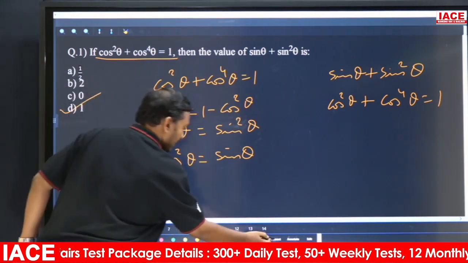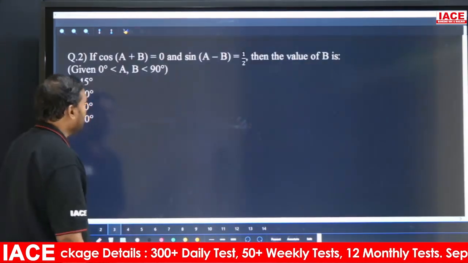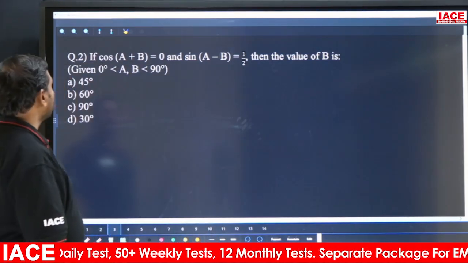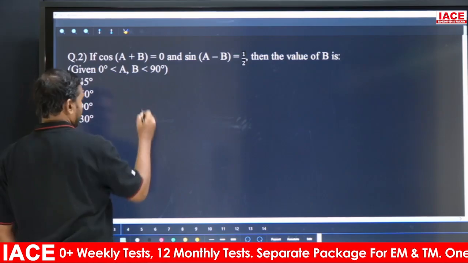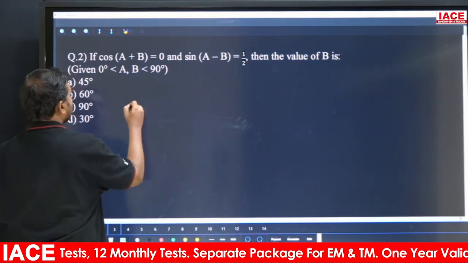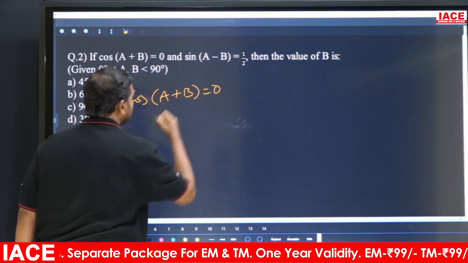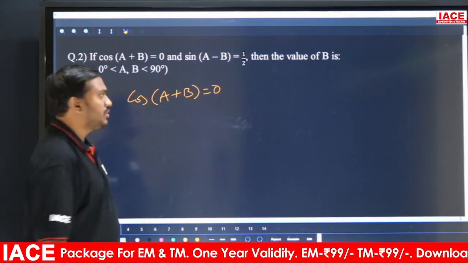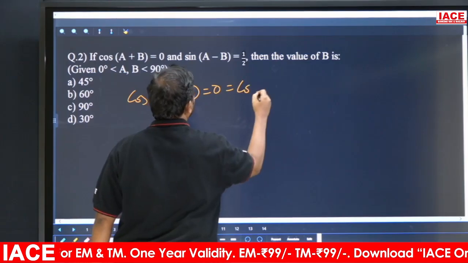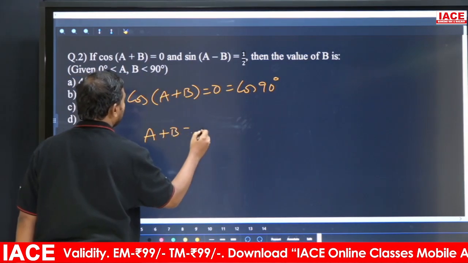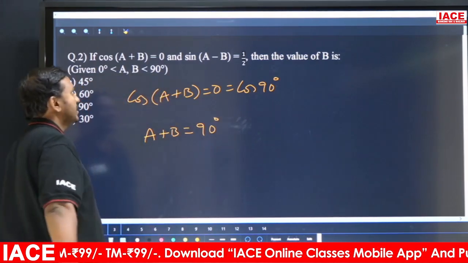Okay, right. And then question number 2. See, question number 2, again a trigonometry question. Cos of a plus b is 0. So where is cos 0? At cos 90 degrees, right? So a plus b is how much? 90 degrees. A plus b is 90 degrees.